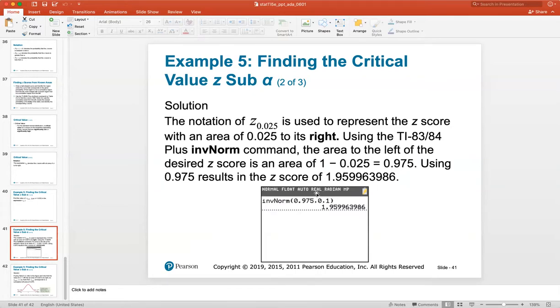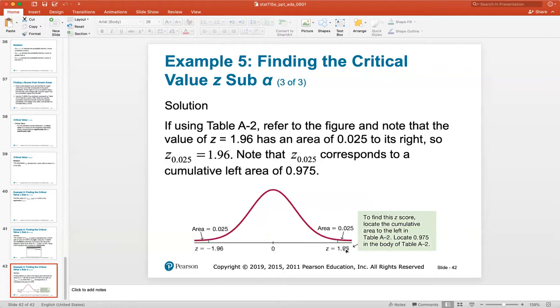Then we use the inverse norm. I'll show you. By the way, before trying to find the z-score, what does z sub 0.025 mean? That critical value represents the z-score whose area from that critical value to infinity is 0.025. Keep in mind, what we are doing is finding that 1.96, because the area from that z-score, the critical value in this case, to infinity is 0.025.